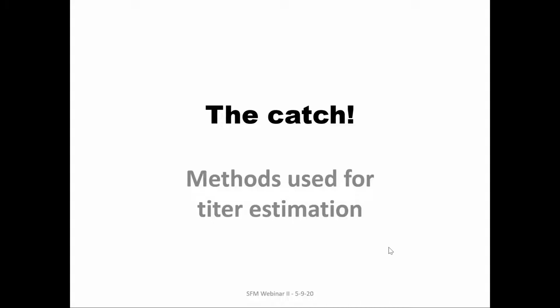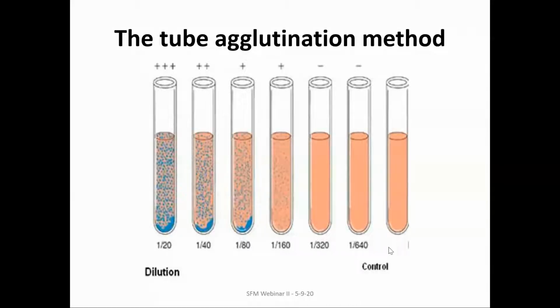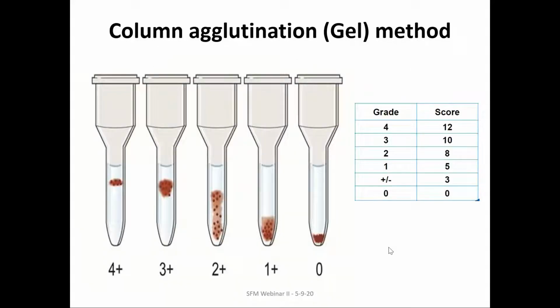Now, the catch in this that I want all of you to understand is that there are different methods for titer estimation. The conventional method is what we call the tube agglutination method, which is supposed to be the gold standard testing method for this. But a more commonly done technique is what we call the column agglutination method, otherwise commonly called as a gel method.